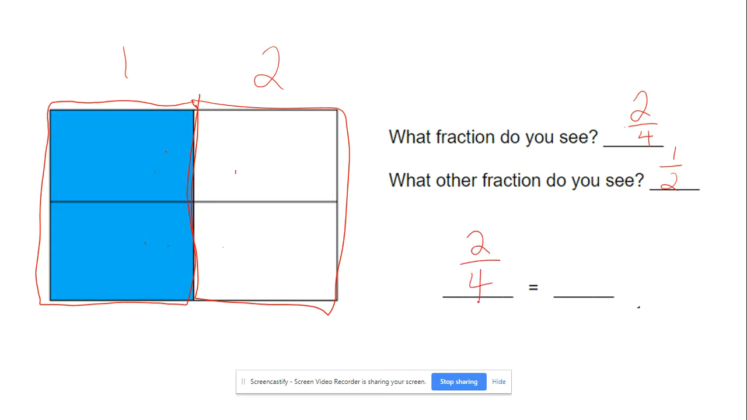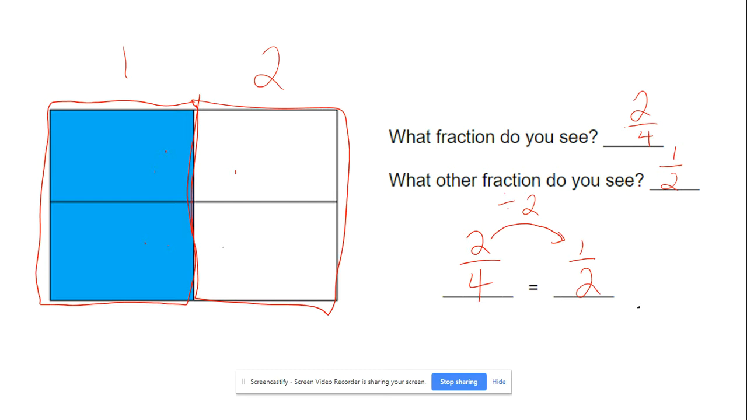2/4, we know from yesterday, is equivalent to one half. So we already knew that, but what we're going to be using is division to help us figure out how to do it so we don't have to be drawing pictures each time. So we can see what we have to do to get from 2 to 1. 2 divided by 2 equals 1.